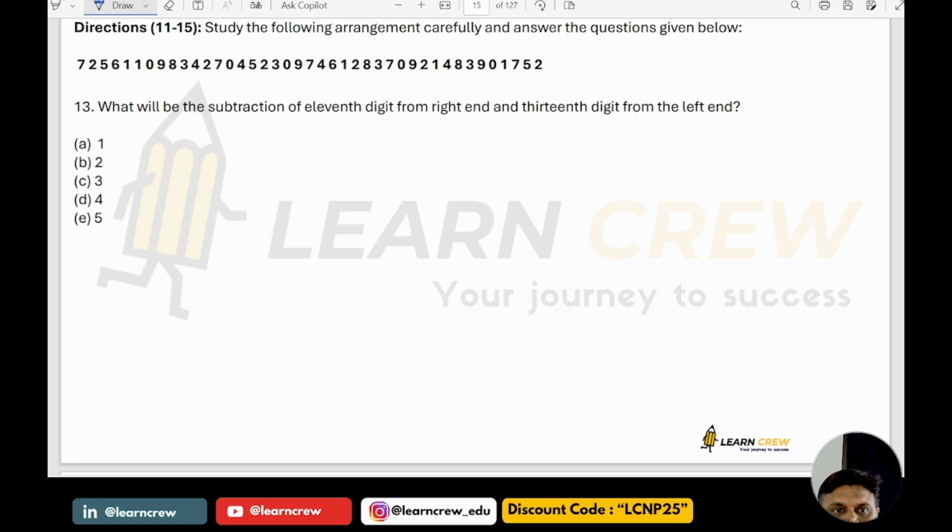Next, what will be the subtraction of the 11th digit from right hand and the 13th digit from left hand? So 11th digit from right hand: 1, 2, 3, 4, 5, 6, 7, 8, 9, 10, 11. The 11th digit is 2. 13th digit from left hand: 16th is 5, so 15, 14, 13 is 7. 7 minus 2, 5 is the answer, option E.